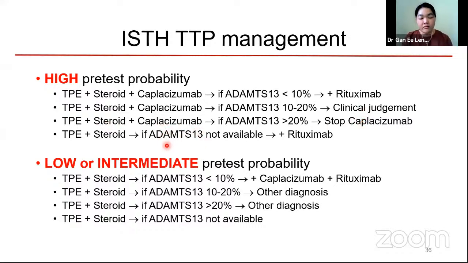If ADAMTS13 is not going to be available soon, and the patient is very suspicious for TTP, we do plasma exchange, we do steroid, we give rituximab, even if the ADAMTS13 result is not available yet.